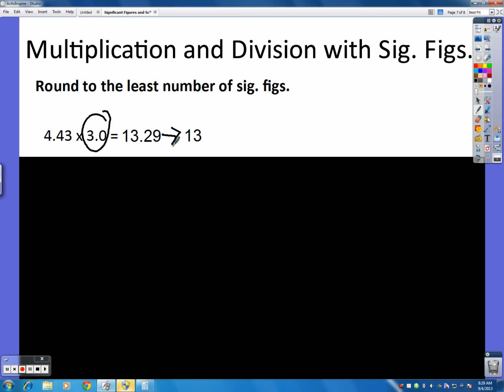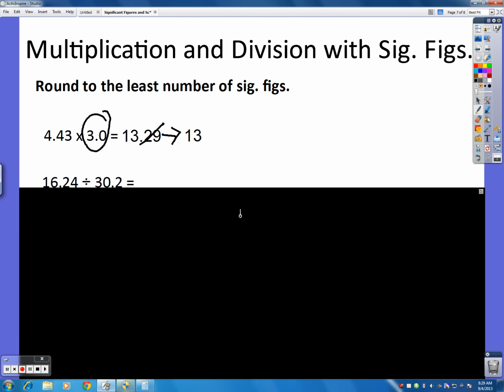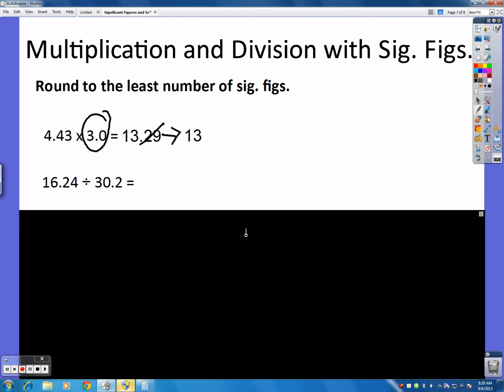Now, on your work, you don't have to write the whole product out and then round it if you don't want to. On a lab, usually we would see that. But if you're doing just problems and you in your head say, okay, 3.0, that's got two significant figures. I'm looking at my calculator and I'm seeing 13.29. I know I'm going to have to round. If you were to just write the 13, that's fine. That's absolutely acceptable. You don't have to make this a two-step process. So go ahead and calculate this division problem and then round to the correct number of significant figures.